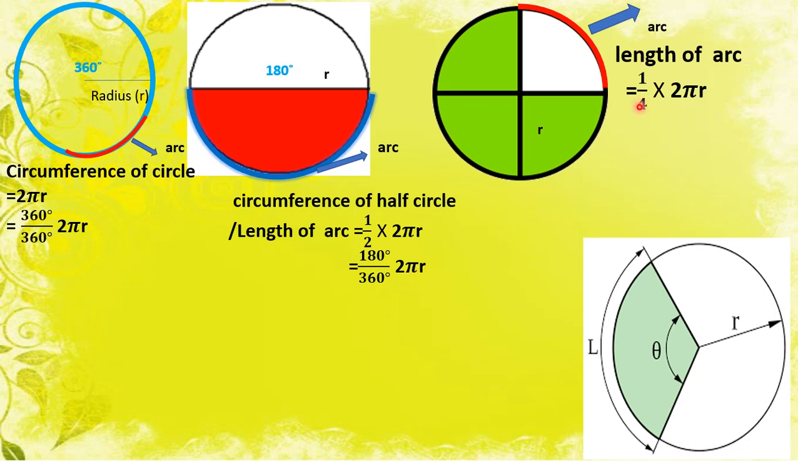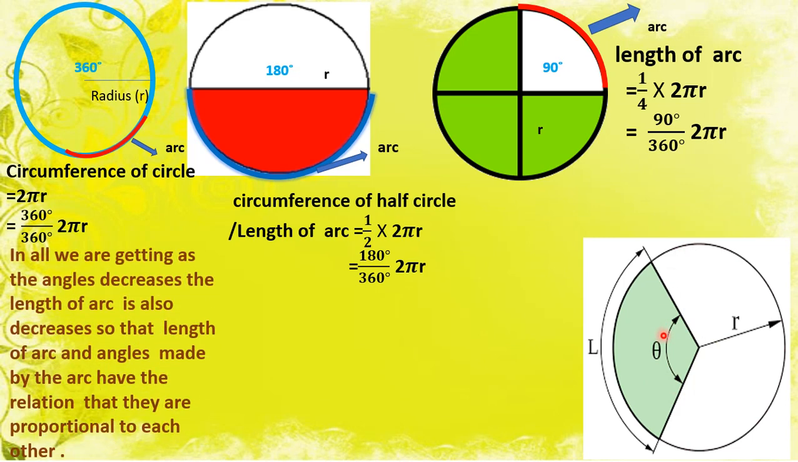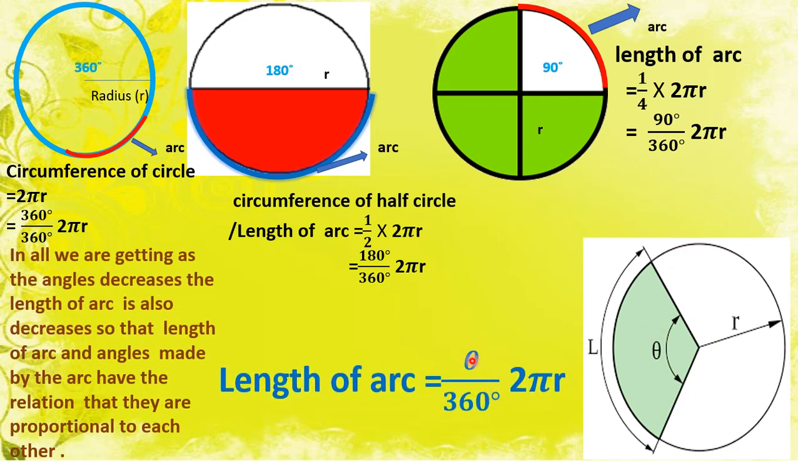Similarly, this 1 by 4 is replaced by 90 upon 360, as we have the circle divided into 4 equal parts. So each arc subtends angle 90 degree at the center of the circle. So 90 degree upon 360 degree into 2 pi r. So when the angle is theta, this is theta out of 360 degree into 2 pi r. So here the length of arc is theta upon 360 degree into 2 pi r.